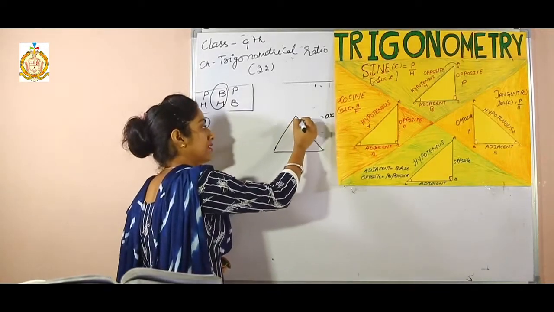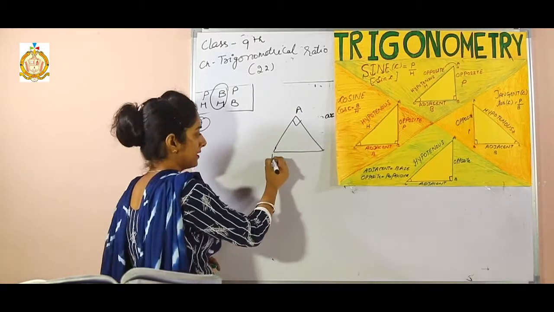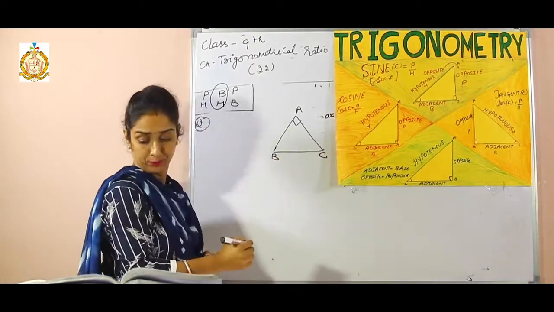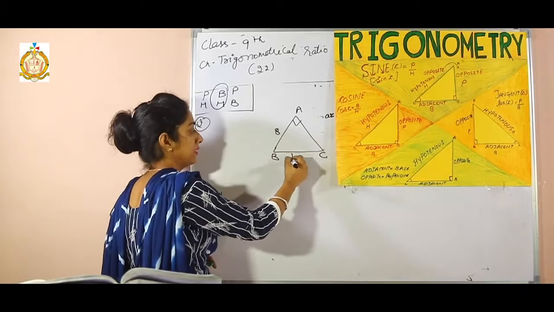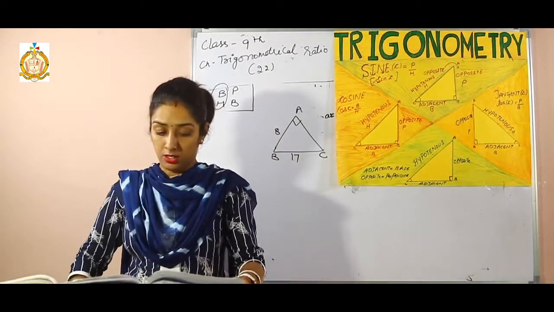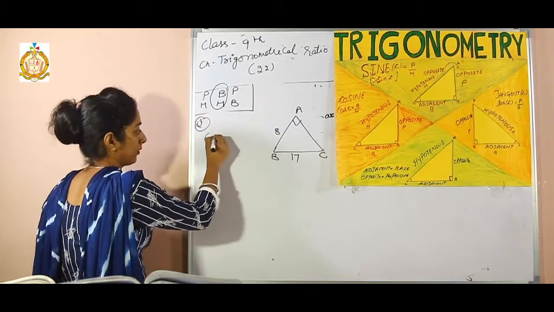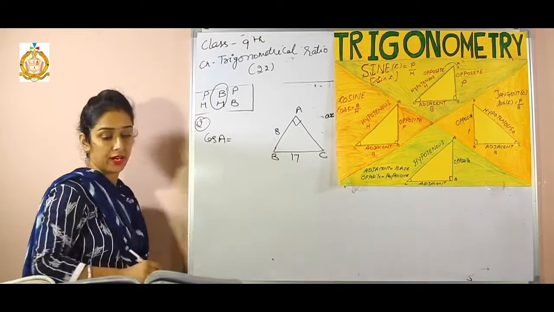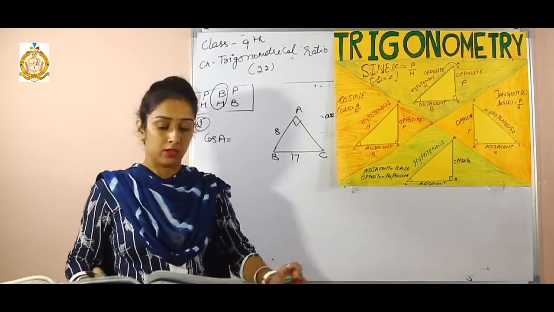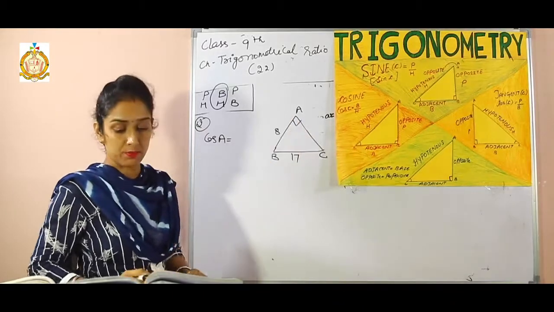Now where is the angle of reference? A is 90 degrees, and B, C. This side is 8 centimeters. This side is 17 centimeters. Now cos A. We have to find cos A when A is an angle. Now what is the base?